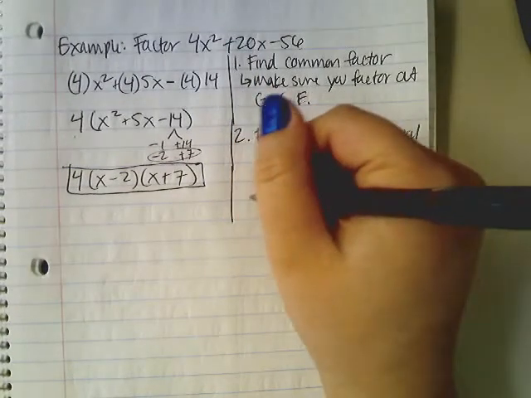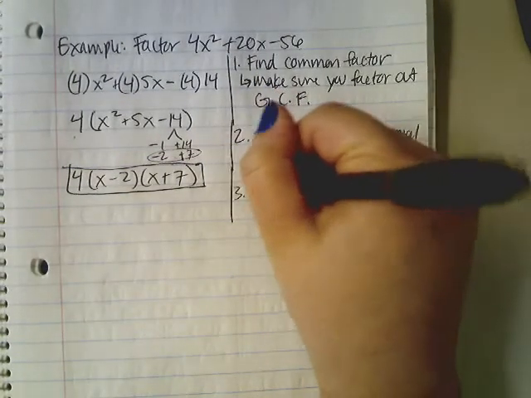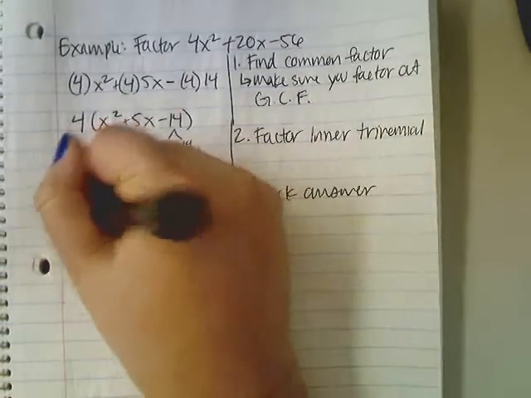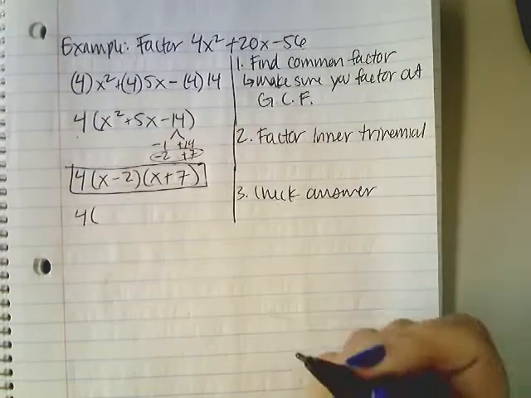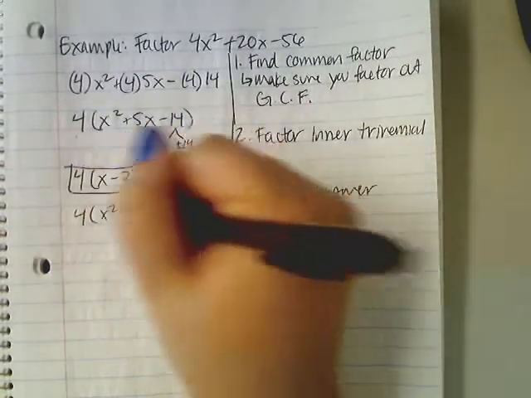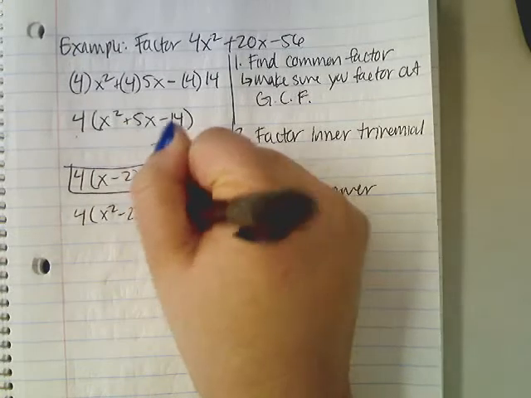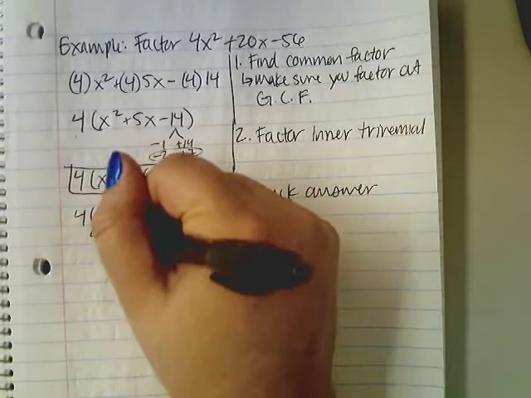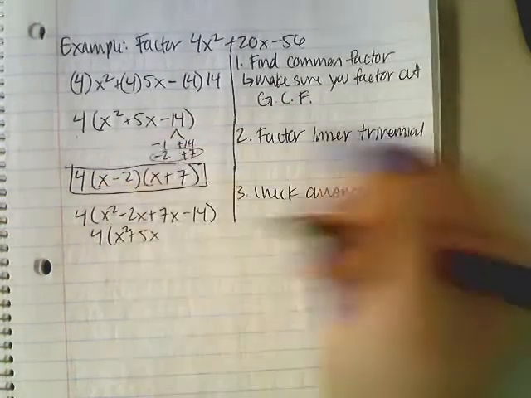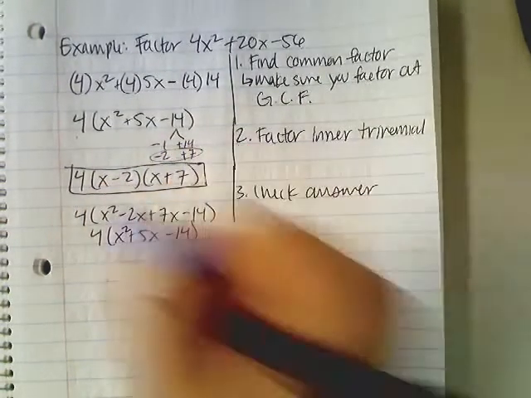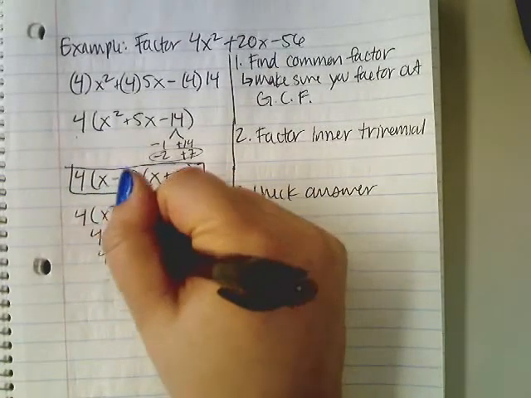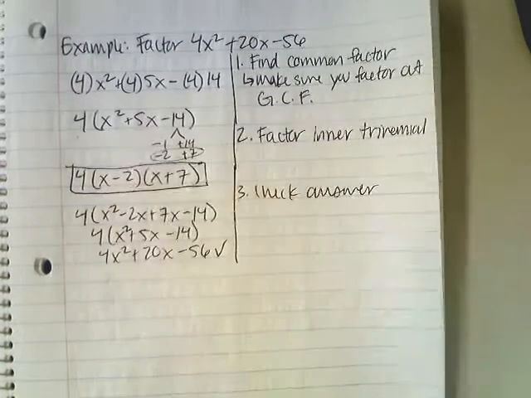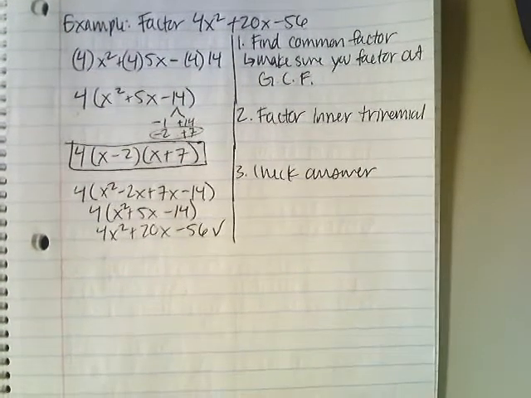As we always do, we're going to check our answers. So I'm going to redistribute my binomials. So I'm left with x squared minus 2x plus 7x minus 14, which simplifies to 4 times x squared, sorry, plus 5x minus 14. And I distribute and I get 4x squared plus 20x minus 56, which is exactly what I started with. So my factored form right in my box is correct.